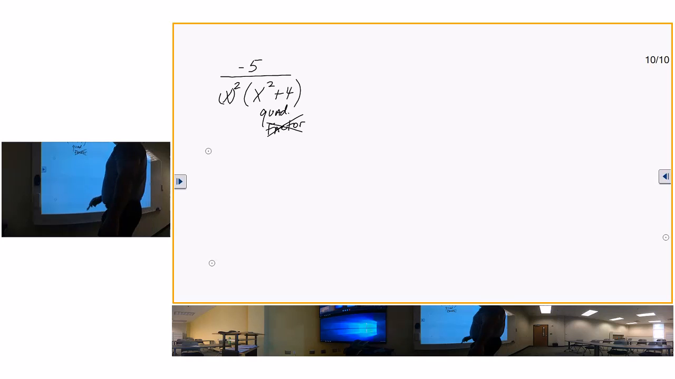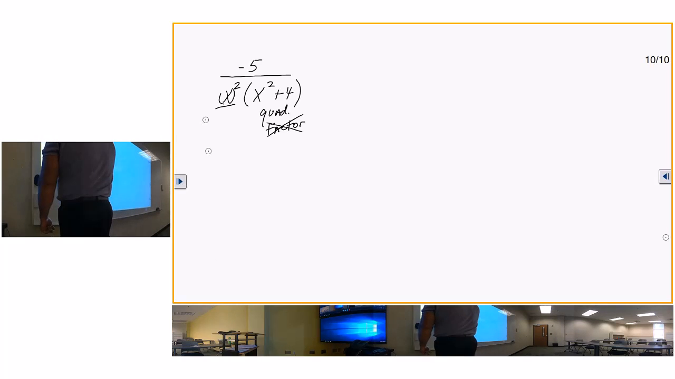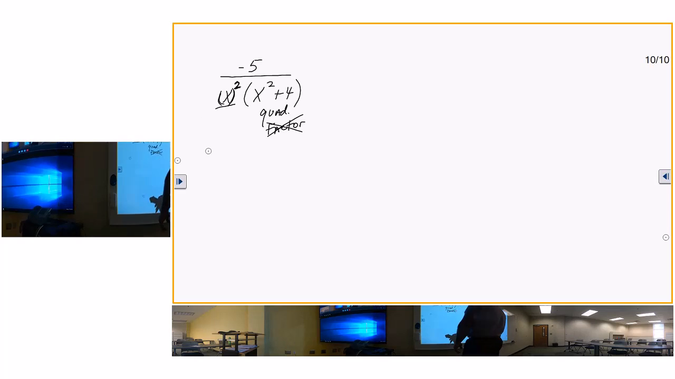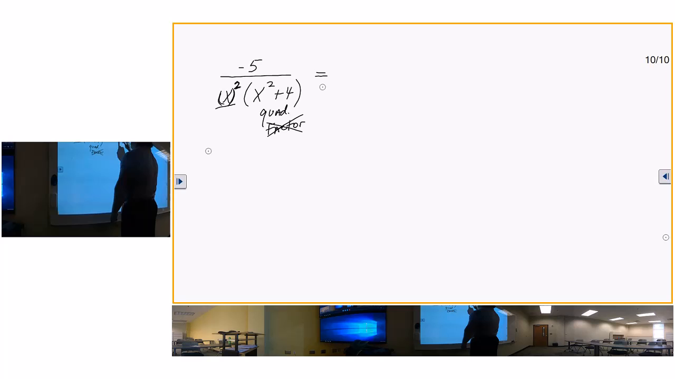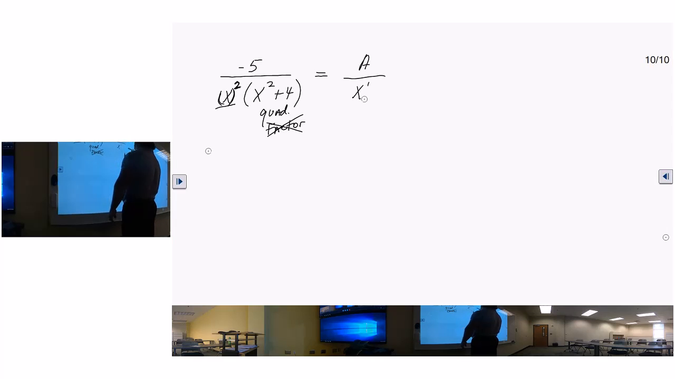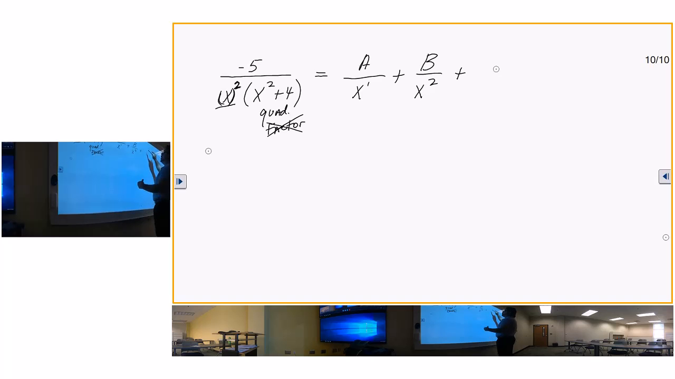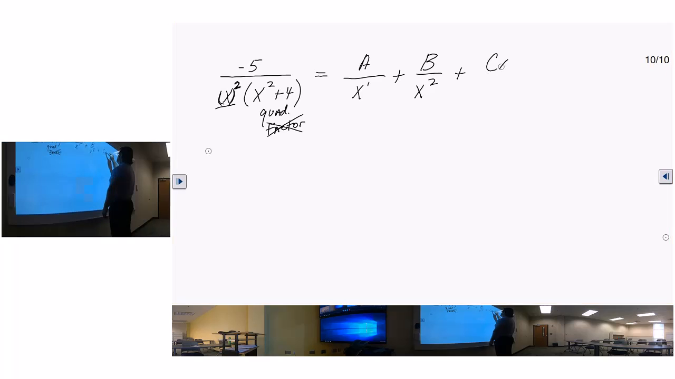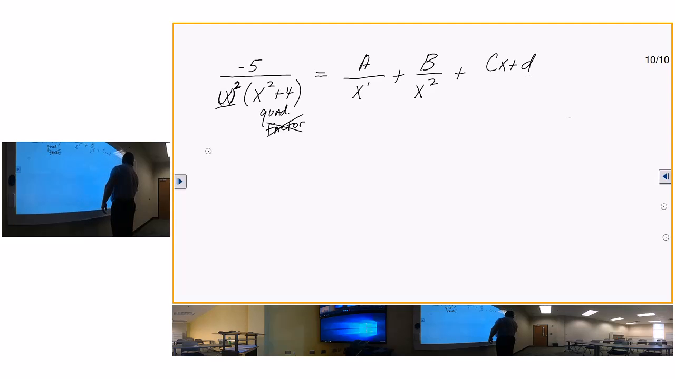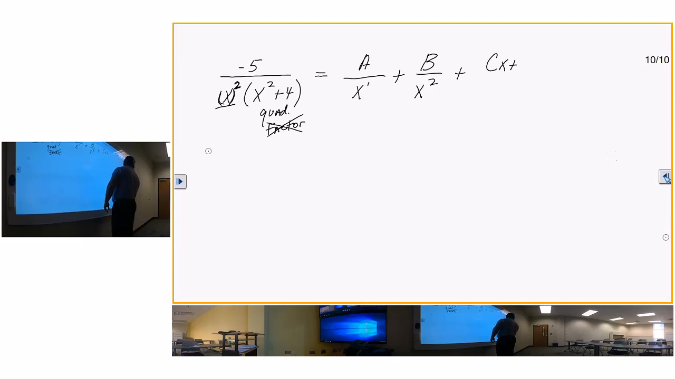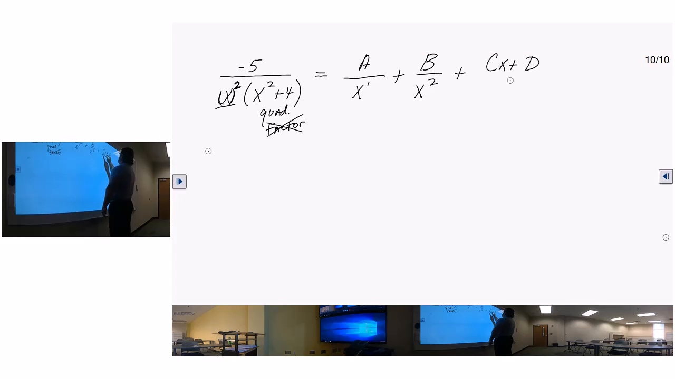We've got 2 terms in front of it. Right here, x to the first and x to the second, because this is a quantity to the second power, so you have to include both of them. So a is going to be over x to the first, plus b over x to the second, plus, and then we're going to use the new one, since it's a quadratic that cannot be factored, cx plus d, over x squared plus 4.